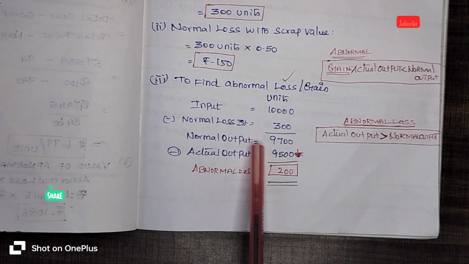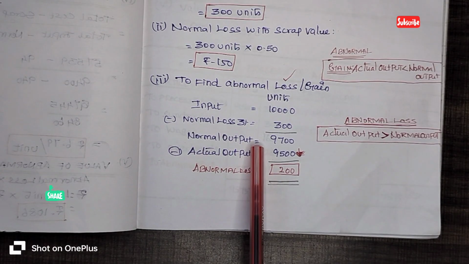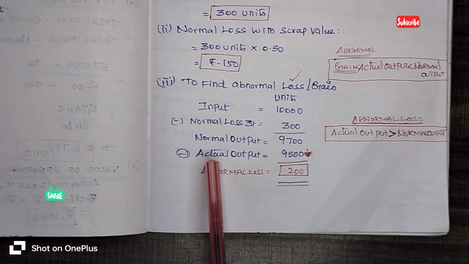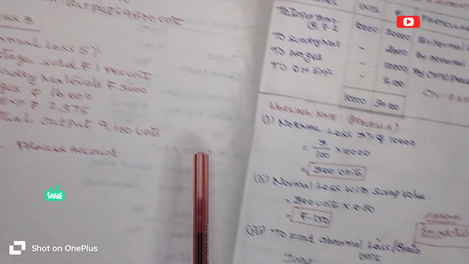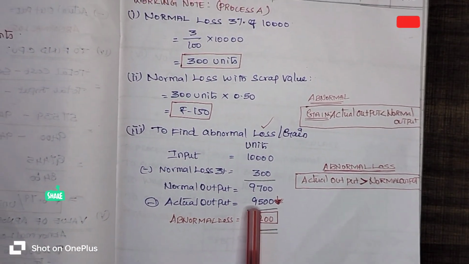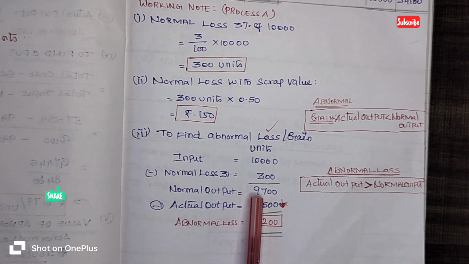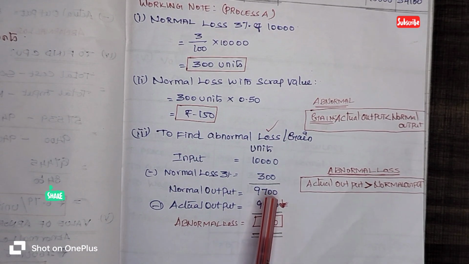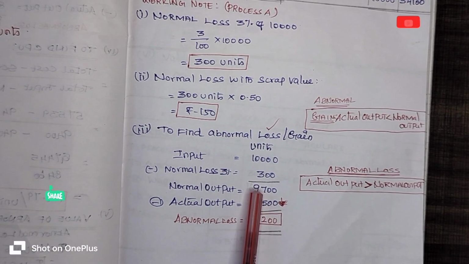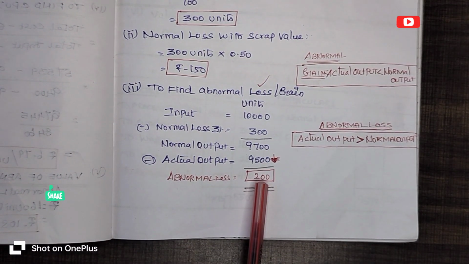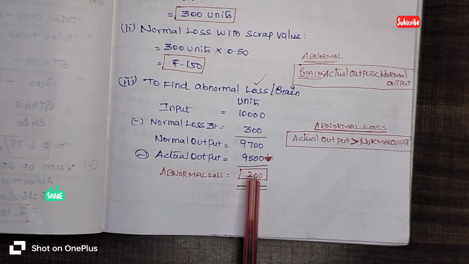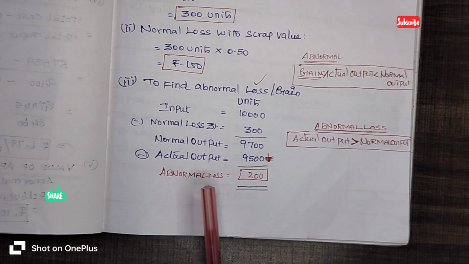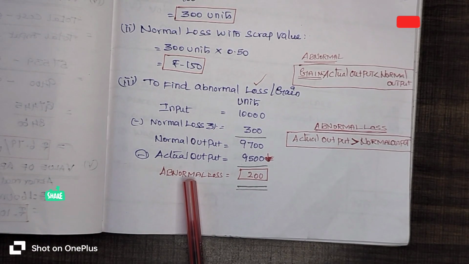That 9,700 units we call the normal output. Then they have given the actual output for process A, 9,500 units. So you need to subtract that actual output from the normal output. After subtracting, the difference between the normal output and the actual output is 200 units. So is that 200 units an abnormal loss or an abnormal gain?